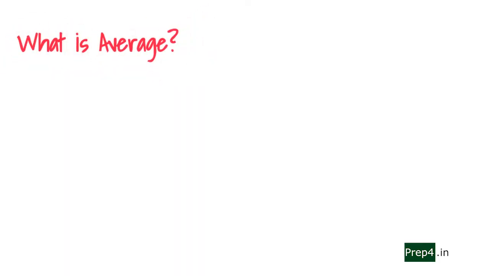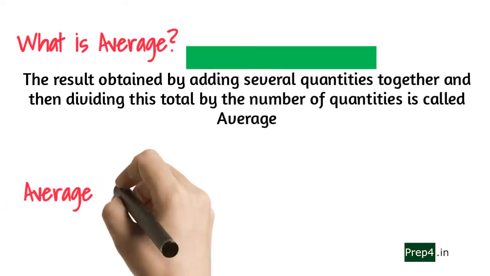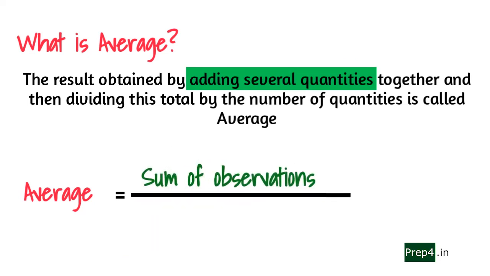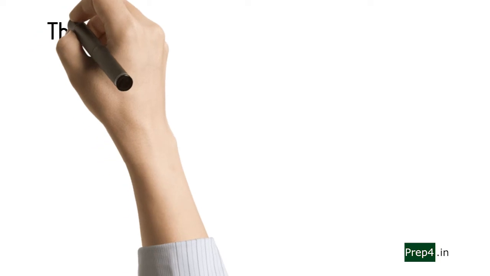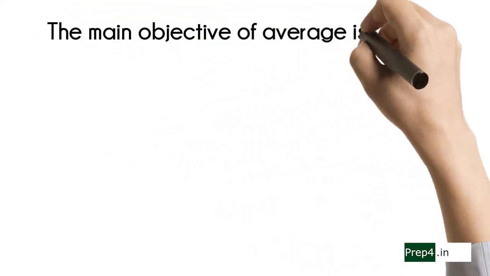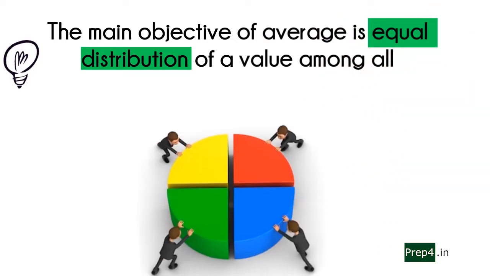So first, let's know what is average. Average, the result obtained by adding several quantities together and then dividing this total by the number of quantities is called average. And the equation for average is sum of observation divided by number of observation. We must know the main objective of average is equal distribution of value among all.